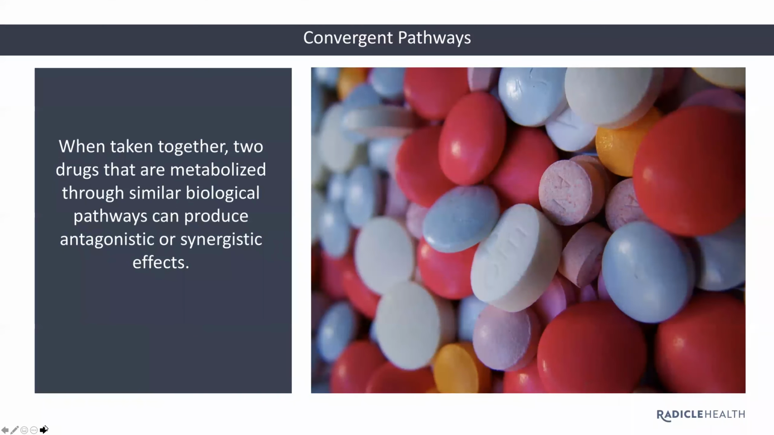When taken together, two drugs that are metabolized through similar biological pathways can produce an antagonistic or synergistic effect. So often I'll say to people that sometimes a drug-to-drug interaction isn't necessarily a bad thing. And we see this, for example, with our opioids. We know that patients who use opioids and cannabis can have a synergistic effect, and often they're able to reduce and sometimes even eliminate their opioid dosages when they start using cannabis.